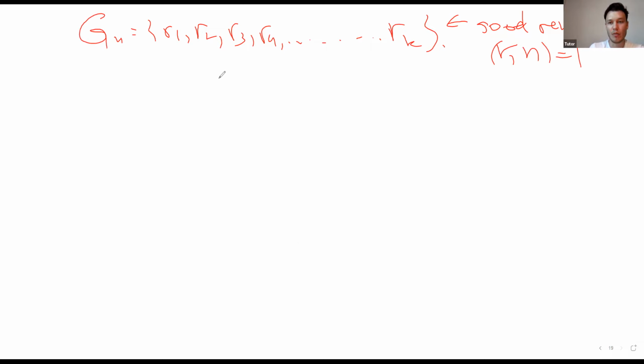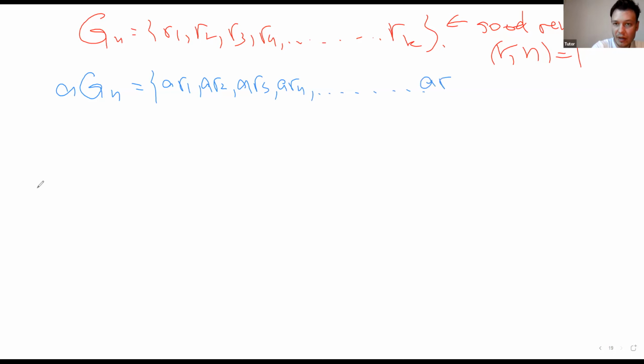Well, then what did I say? Now if I take a and n to be relatively prime, so a is a good number, and I look at the set aGn, it is going to be aR1, aR2, aR3, aR4, all the way until some aRk.